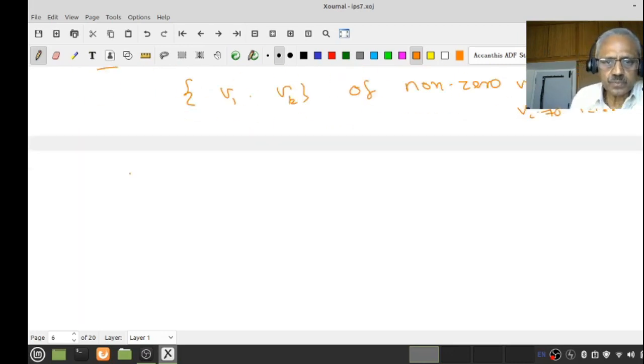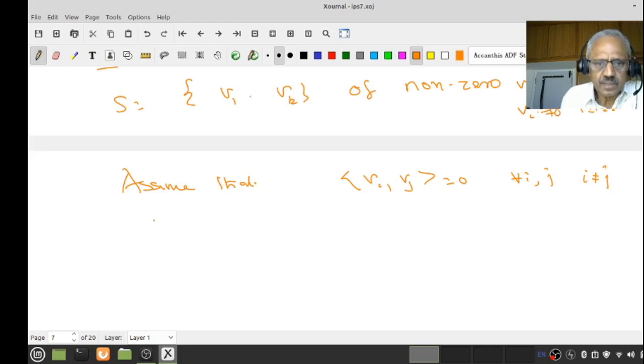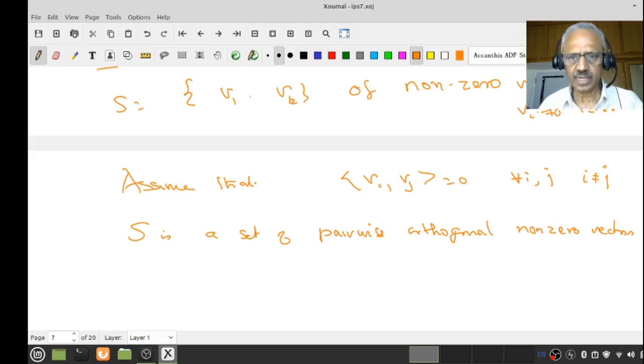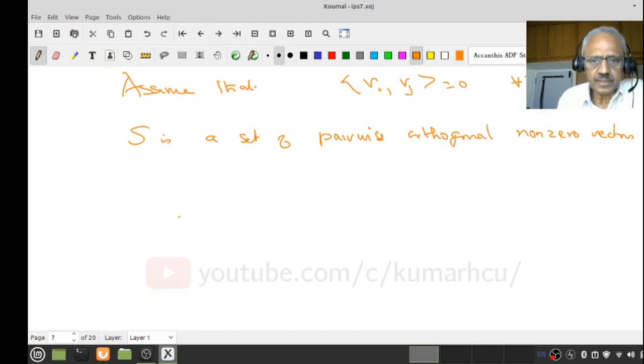Further assume that the inner product of Vi and Vj is 0 for all i not equal to j. Call this set S. That means S is a set of pairwise orthogonal non-zero vectors. So each Vi is perpendicular to Vj for j not equal to i. That's it. And each Vi is non-zero. Then we claim S is linearly independent.